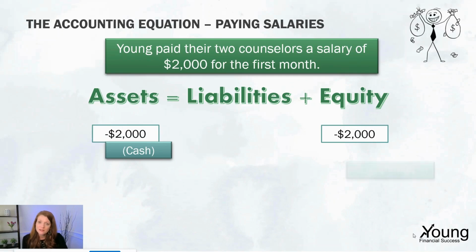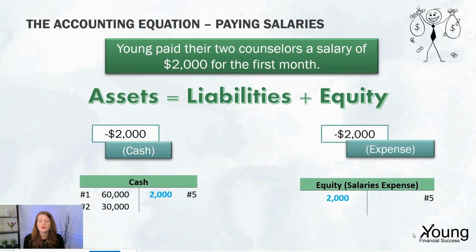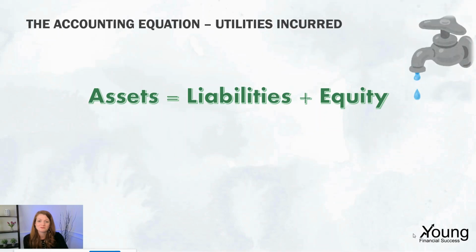The other side of this is going to be an expense. So we are going to be debiting our salaries expense. Remember, equity has a normal credit balance, but whenever we have an expense, we debit it because it's decreasing how much we have in equity. So we're going to decrease our cash and decrease our equity by recording salaries expense.